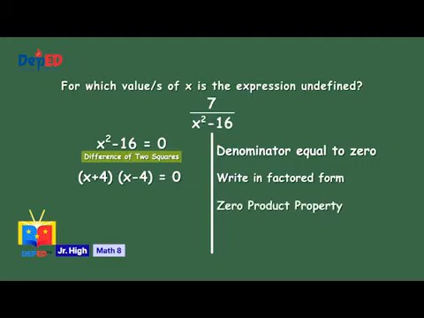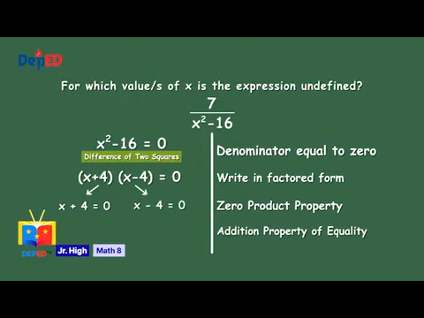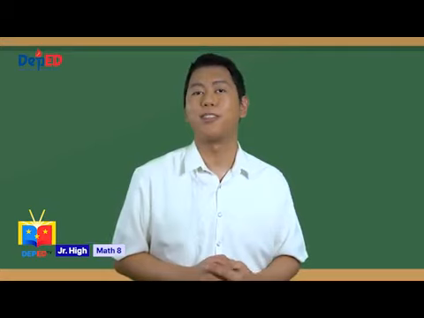Then by the zero product property, one or both factors are equal to 0. So x plus 4 equals 0 or x minus 4 equals 0. By the addition property of equality, we can say that the values x equal to negative 4 or x equal to 4 will make the rational expression undefined. Now let us have another example.